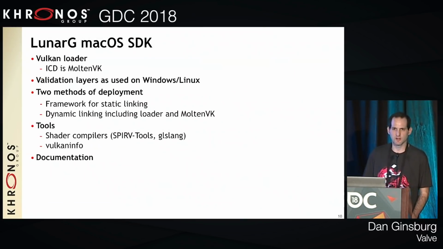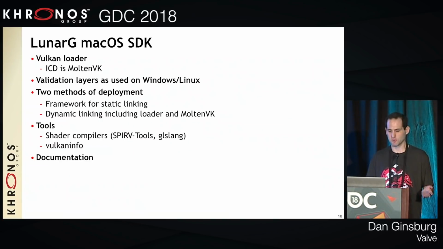A bit more detail on the LunarG SDK for macOS. As I mentioned, the loader was ported, and the way it works is that MoltenVK serves as the installable client driver. So whereas on, say, Windows or Linux, the IHV provides their driver and the loader loads it, in this case, MoltenVK is the ICD from the perspective of the loader. The validation layers are then injected into the call stack in exactly the same way that they are on Windows and Linux, and applications can therefore enable validation layers in the exact same way.